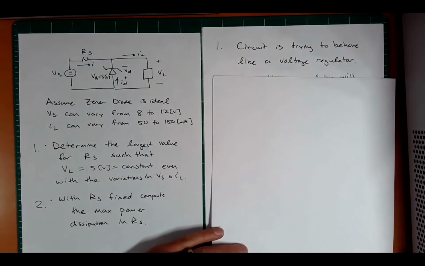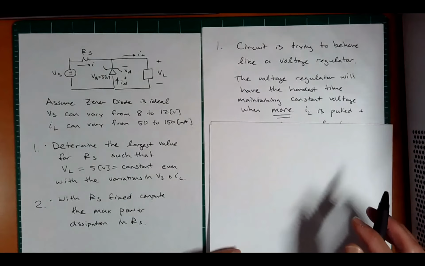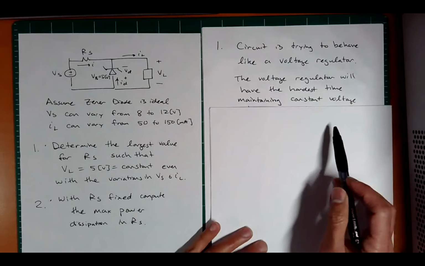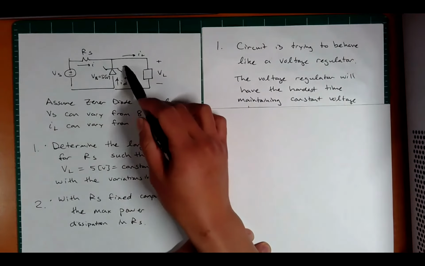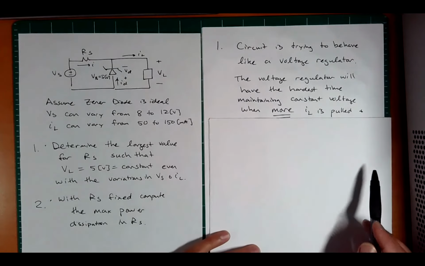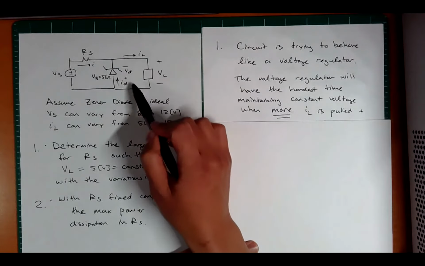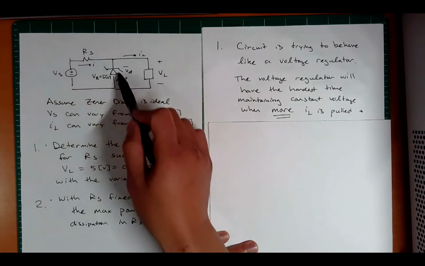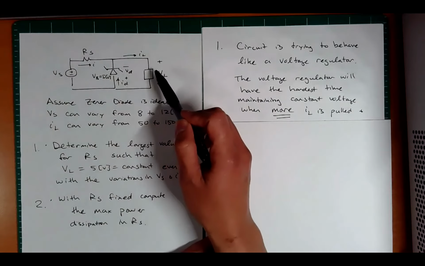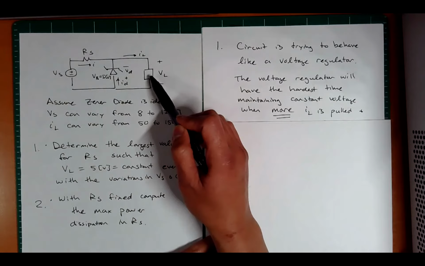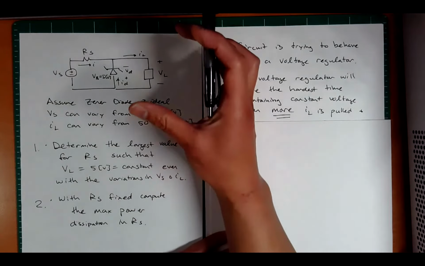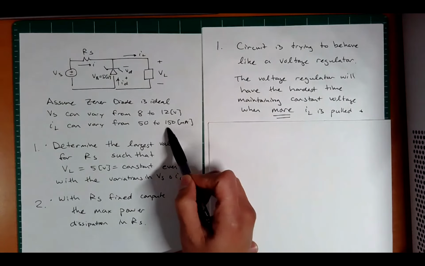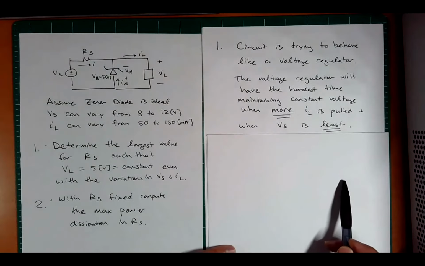Okay. So before we do any math, let's just think what's happening, right? This circuit is trying to behave like a voltage regulator, right? And we want to think that this voltage regulator is going to have the hardest time maintaining the constant voltage when more current is being pulled from this system right here. Imagine this is like your wall, like 120 volts coming out of your wall. If you apply your toaster, your heater, your air conditioning, everything, you're pulling a lot of current, that voltage might droop a little bit, right? And so that 120 volts might droop. So the worst case scenario is actually when you're pulling more current. So that's going to be the 150 milliamps.